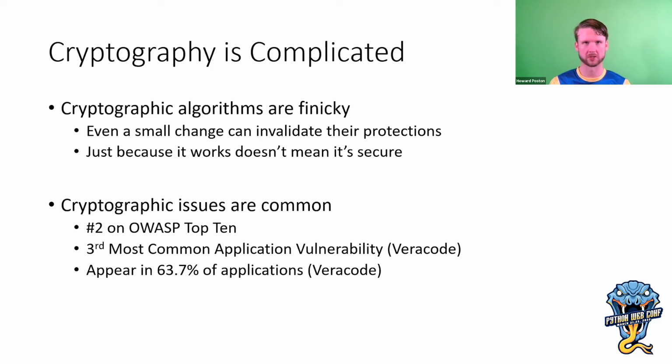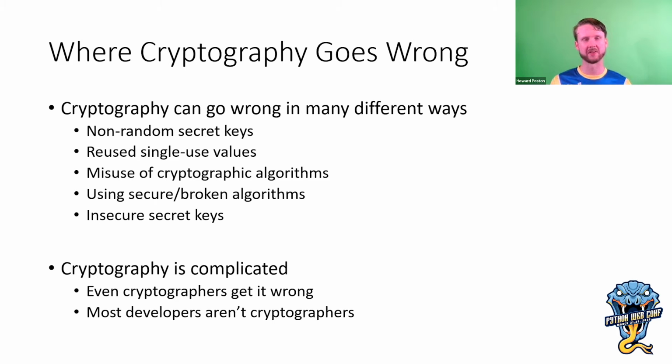And the latest version of the OWASP Top 10 made it up to number 2 on the list of the most important or most impactful vulnerabilities in web apps. According to Veracode, it's the 3rd most common application vulnerability, and it appears in nearly 2/3, or 63.7%, of applications. So we've got this very vital component of many applications. We need it to keep our data secure, meet regulatory compliance requirements, et cetera, but we're not using it properly. And that causes significant problems. So why are we having these problems?